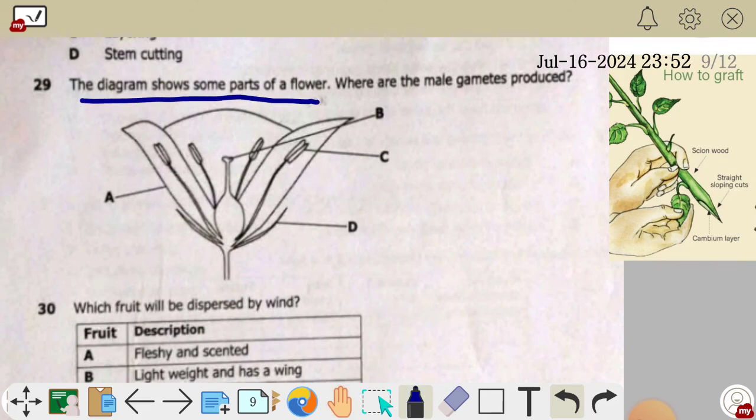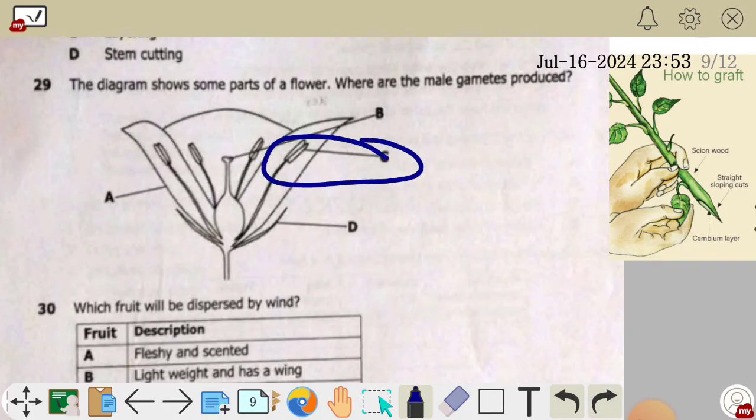The diagram shows some part of a flower. Where are the male gametes? Okay, so these are the parts. We have the sepal here, and then we have the stigma there, then we have the anther. So the C is the male part and B is the female part. So C, which is the anther, will produce male gametes, which are what we call pollen grains. So C is the correct answer.